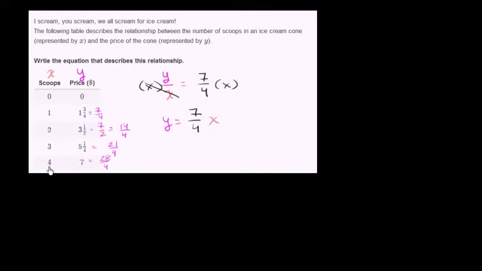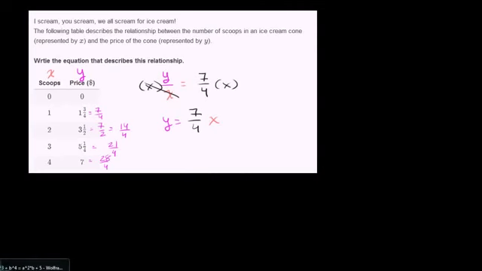And you see it here. When x is 4, 7/4 times 4 is 7. When x is 0, y is 0. When x is 3, 7/4 times 3 is 21 over 4, which is the same thing as 5 and 1/4. So there we go. And let me input it just to make sure we can input it right. So y is equal to 7/4 x.